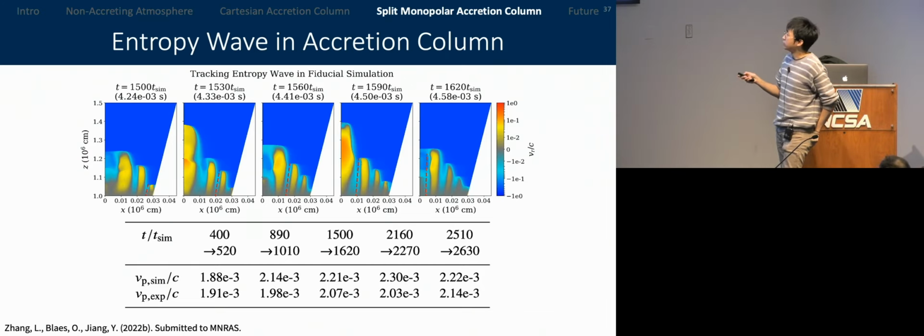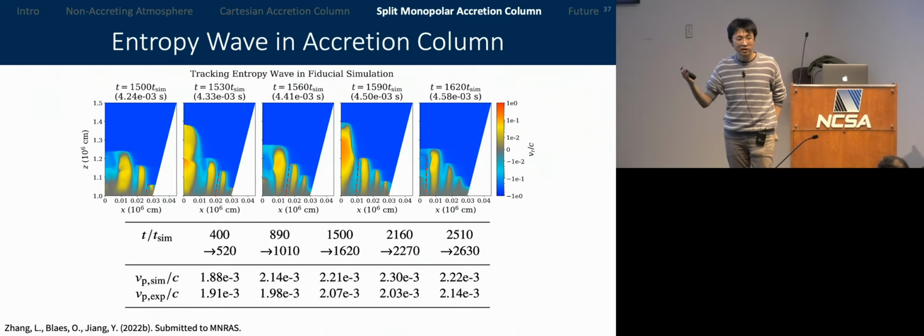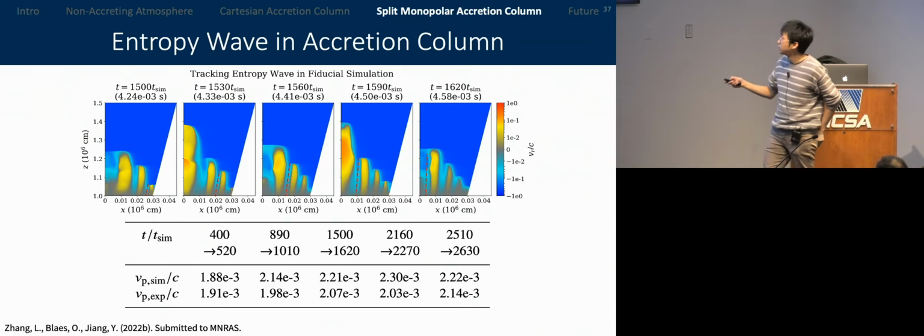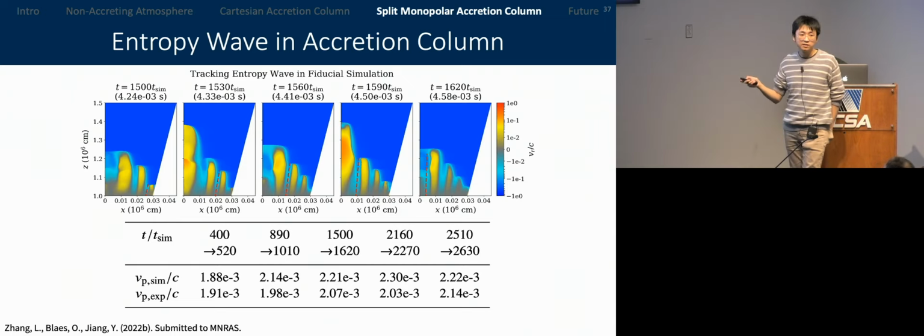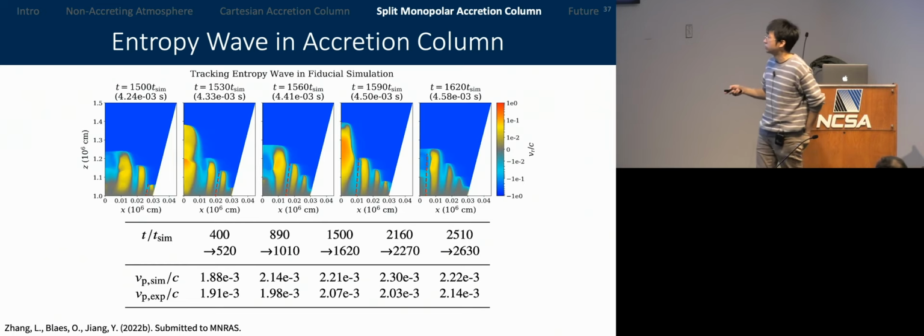And what we do is that we measure this wave propagating from the side to the center. So we measure that in the simulation, and we compute the corresponding entropy wave phase velocity. And they are super consistent. So that's how we confirm this is the photon bubble instability, because the real parts of the frequency are consistent with each other.